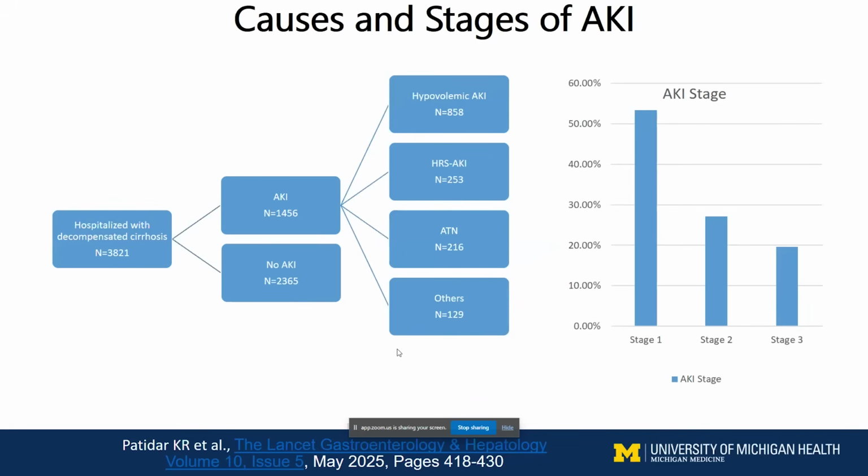And when they further subdivided the cohort, these are mainly hospitalized patients. They found that 2/3 of the patients had AKI, and of these, 858 had hypovolemic acute kidney injury, 253 had HRS AKI, 216 had ATN, and 129 had other causes. Of those 1,456 patients, greater than 50% had stage 1 AKI, followed by stage 2, and only 20% had stage 3 AKI.